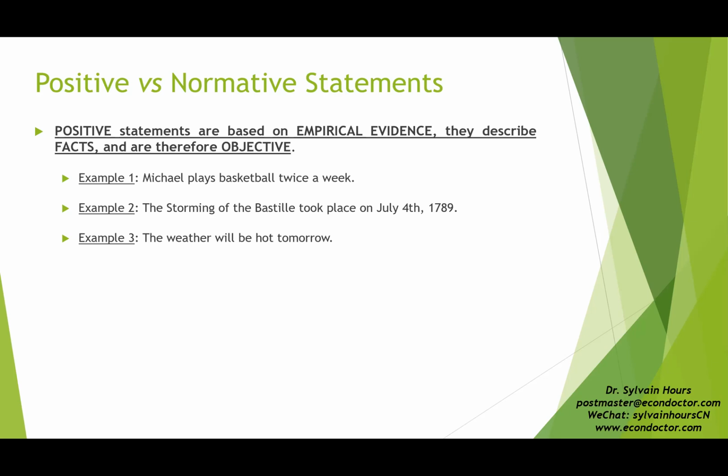Michael plays basketball twice a week. The storming of the Bastille took place on July 4th, 1789. The weather will be hot tomorrow. I chose these 3 examples because the first one is present, the second one is past, and the third one is future. So a positive statement can be about something that happened, is currently happening, or will happen. And the second one is interesting. I don't know how good your history is, but the storming of the Bastille took place on July 14th, not July 4th, 1789, because a positive statement can be false.